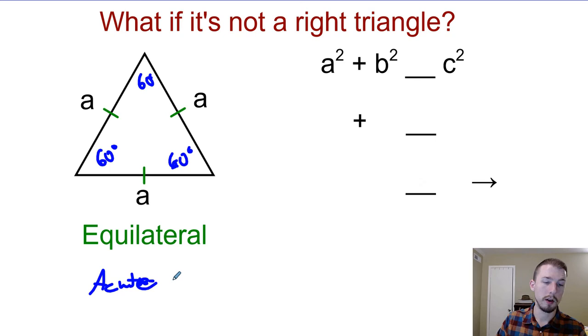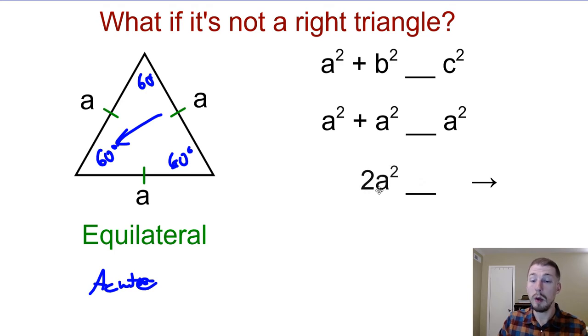Acute. All right. So the largest side, which I don't know which one's the largest, they're all the largest, is going to be opposite the largest angle, which is 60 degrees. So this is definitely acute. When we plug it in for all three sides, and again, they're all the same length, so it doesn't matter, we're going to have a squared plus a squared is equal to a squared. So I'm just going to let the side length be a in this case. Well, a squared plus a squared is 2a squared, which is twice as big as 1a squared.